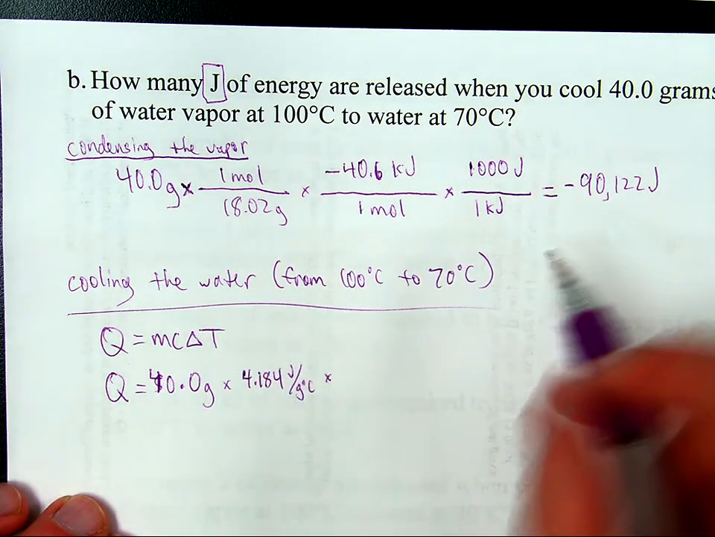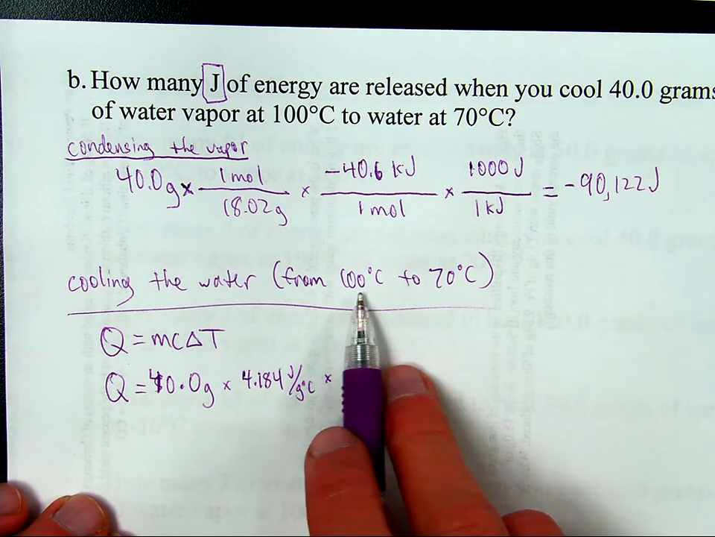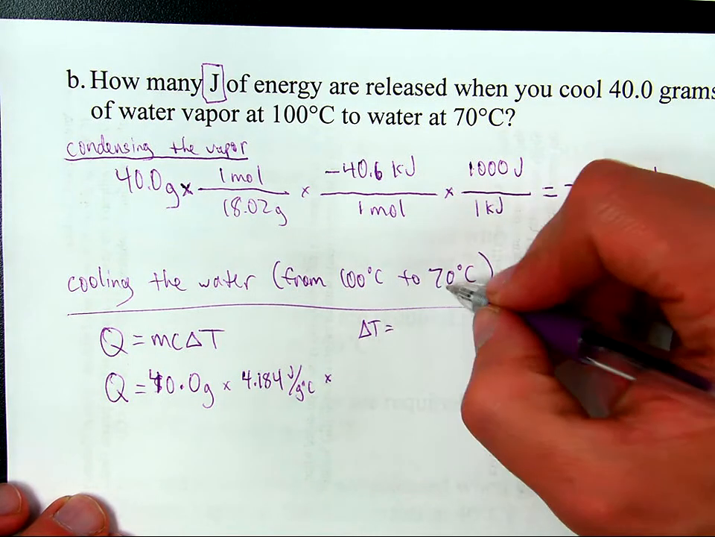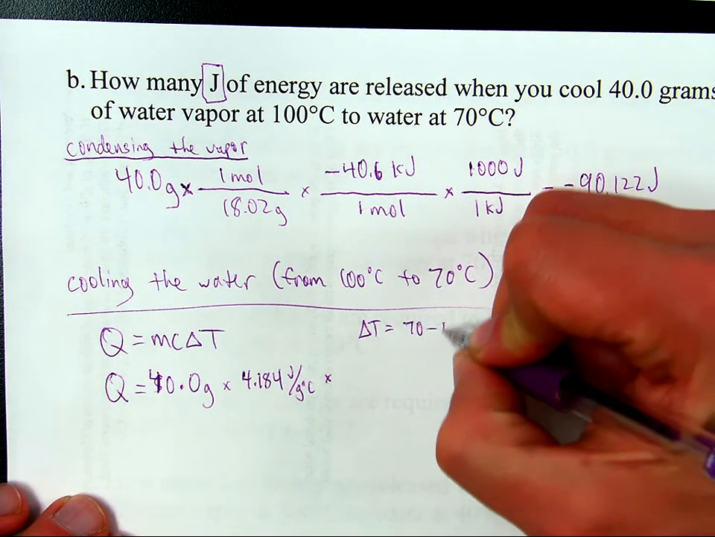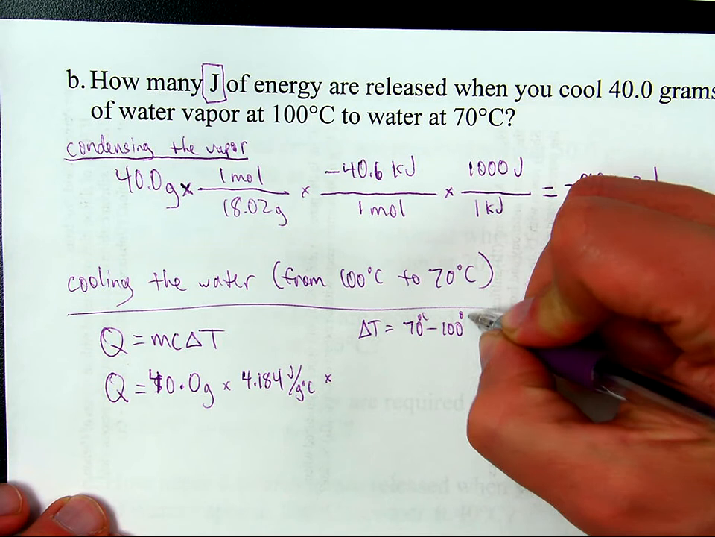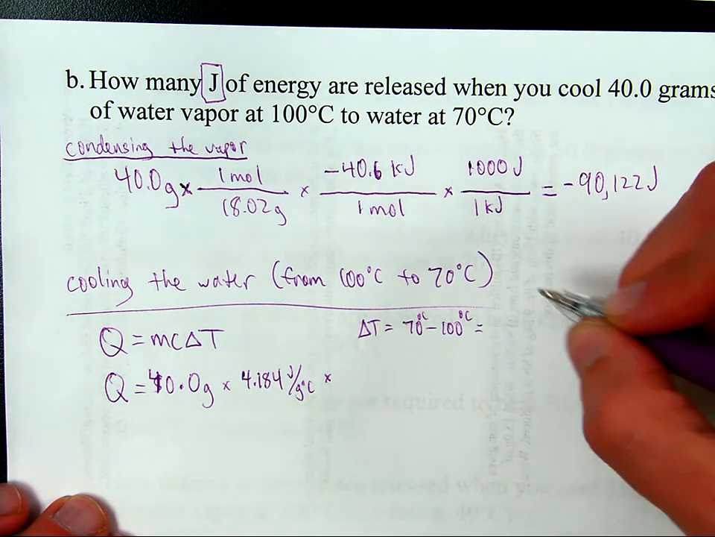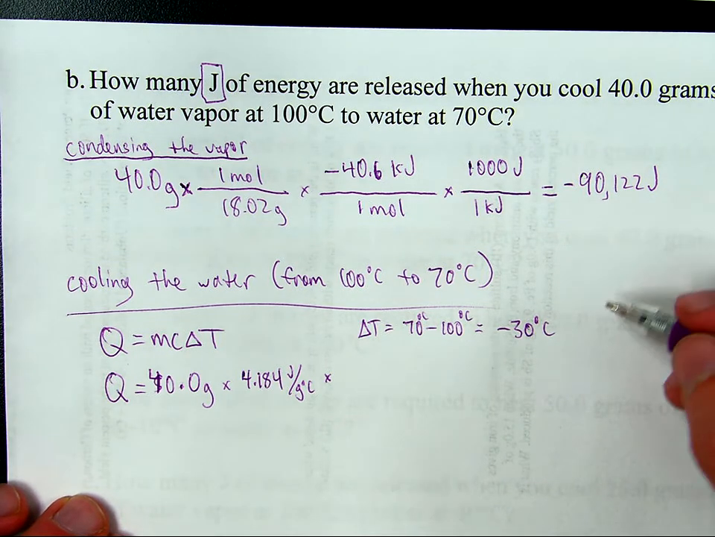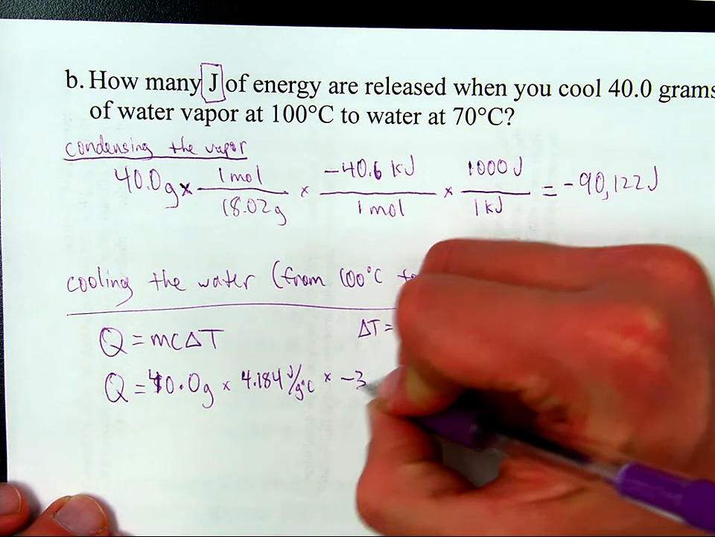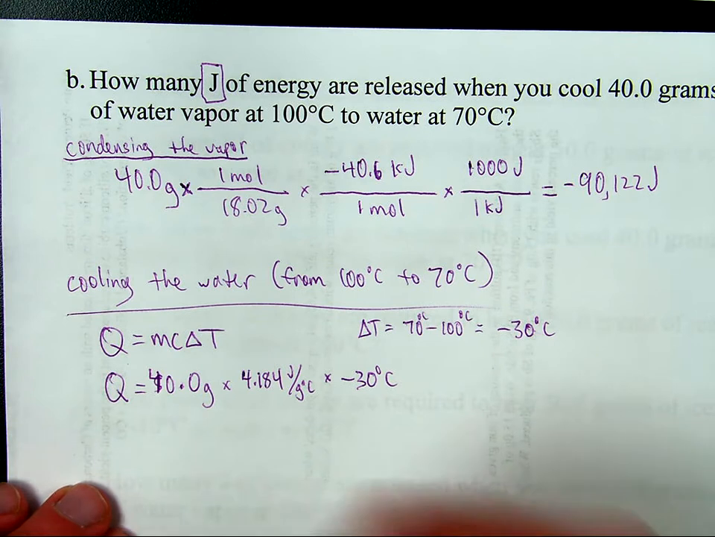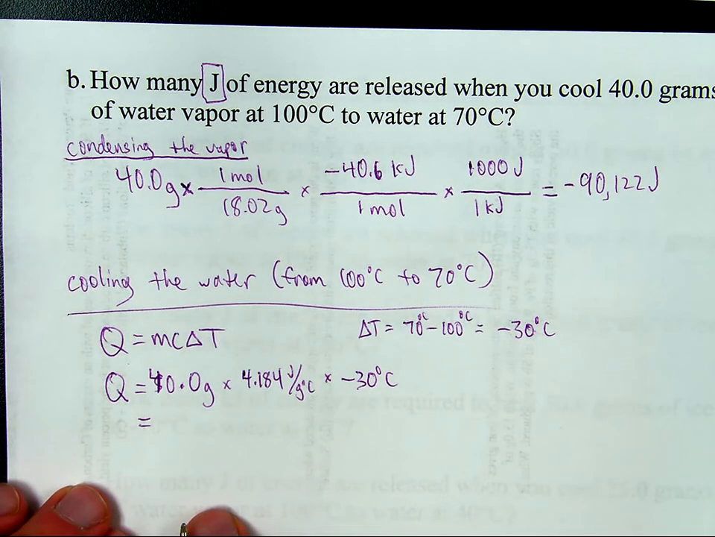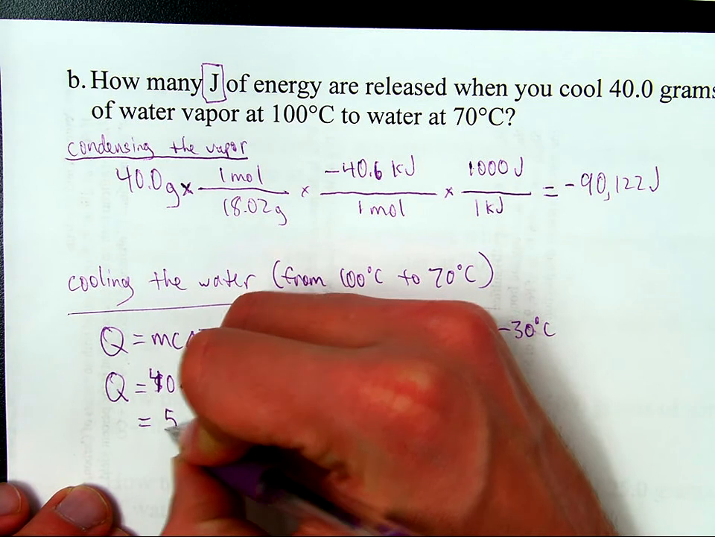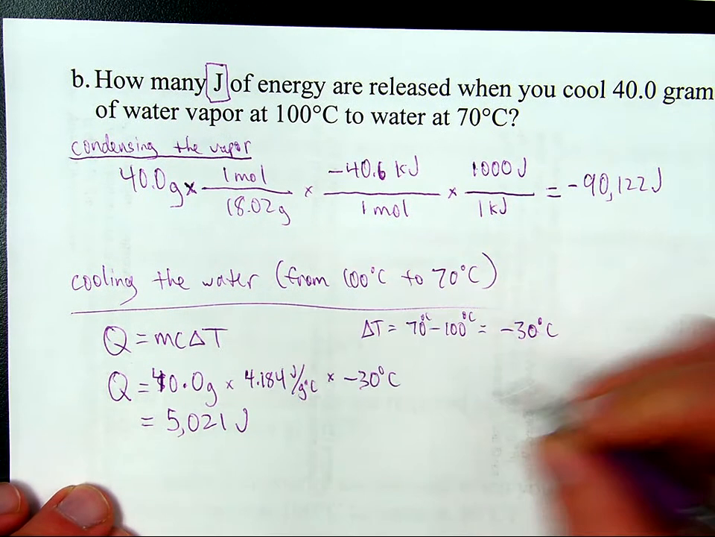And then the delta T is from 100 down to 70, which means that it goes down 30 degrees. So delta T, it goes down, so that means 70 minus 100, because technically it's final temperature minus initial temperature. But either way, just subtract it out and make sure that if the temperature is going down, you get a negative number. Okay, as in the temperature is going down 30 degrees, so times negative 30 degrees Celsius temperature change. Now you do that, and it gives you an answer in joules that comes out to about 5,021 joules.